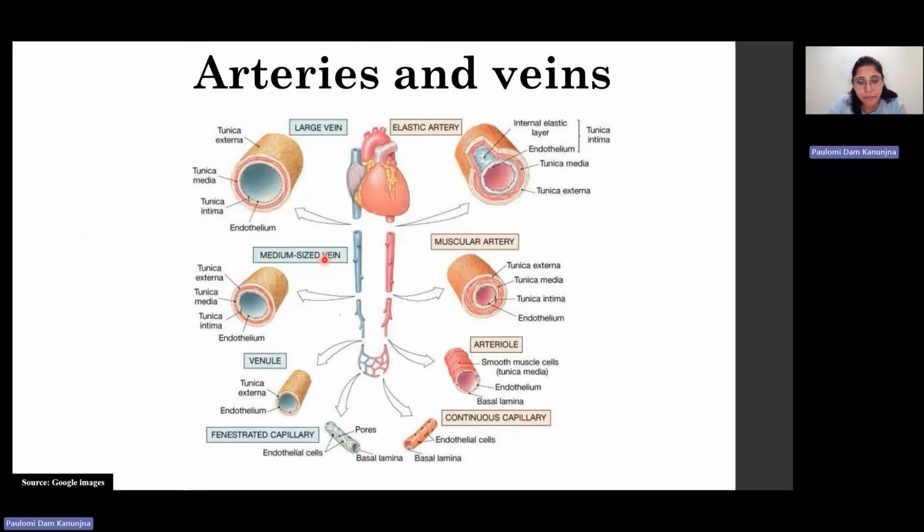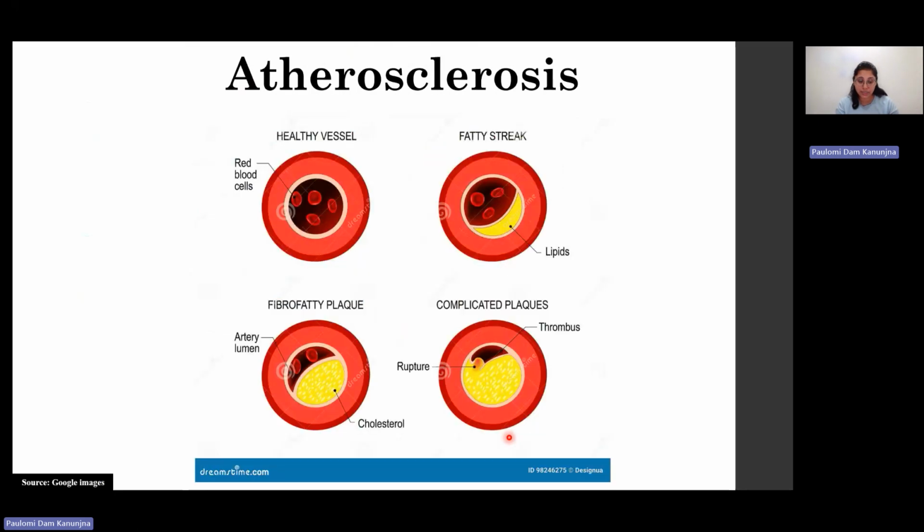So you have large vein, medium sized vein, venule, and then you have fenestrated capillary, which are basically endothelial cells which have perforations in between. While for arteries you have elastic artery, you have arteries in muscles, the muscular artery, then you have the smaller arteries which are arteriole, and then you have a capillary which is very fine, continuous endothelial covering. Okay, you need to remember these differences as well.